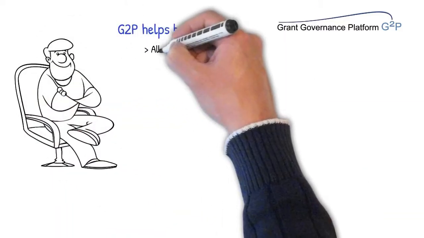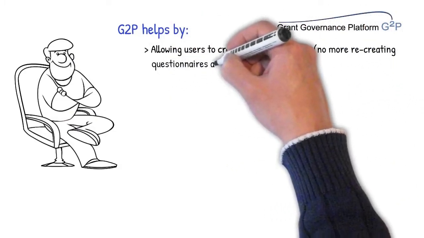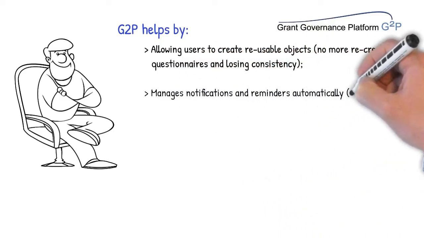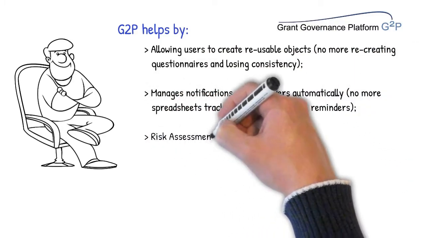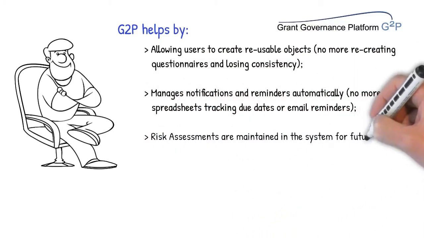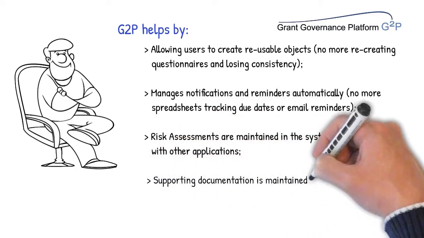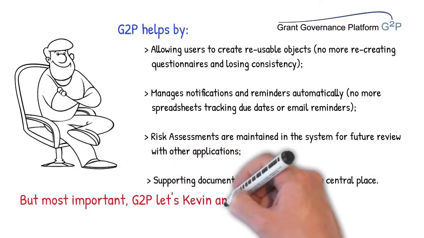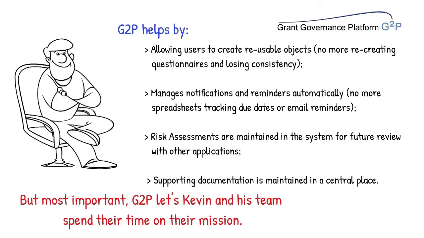The system allows him to create objects once and easily reuse them. He no longer must maintain a spreadsheet of outstanding risk assessments and due dates, or spend his time sending out reminders. Once submitted, the risk assessment is maintained in the system for reuse with other applications by the same applicant, and all of the associated documentation is readily available for future reference. Kevin and his staff get to focus on their mission.